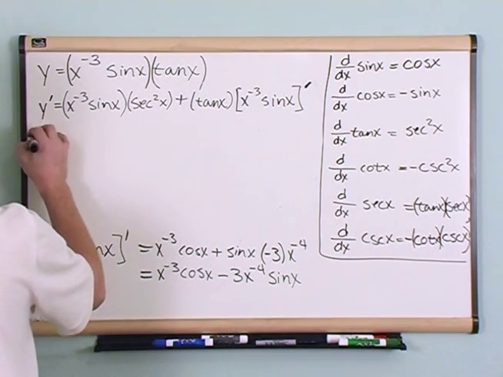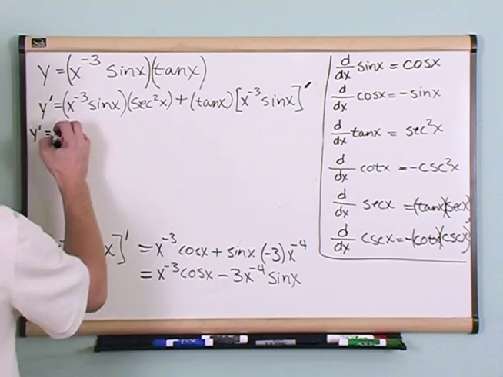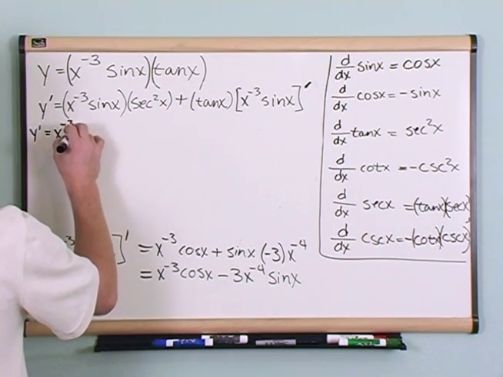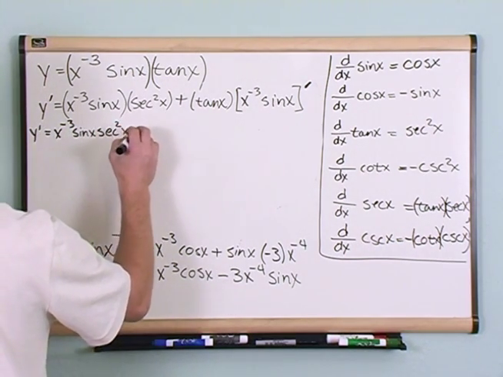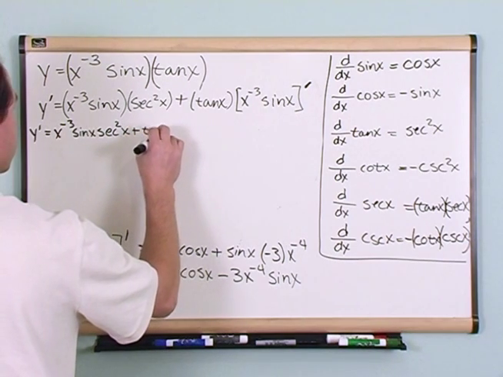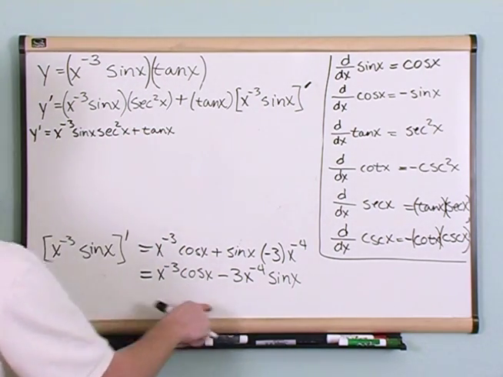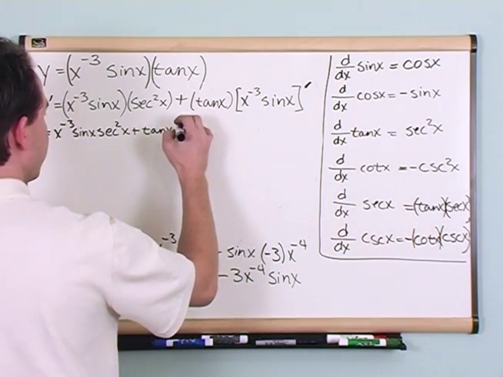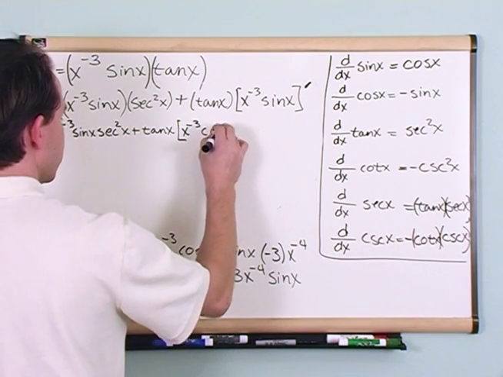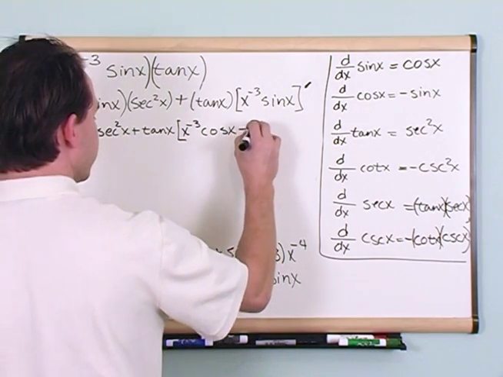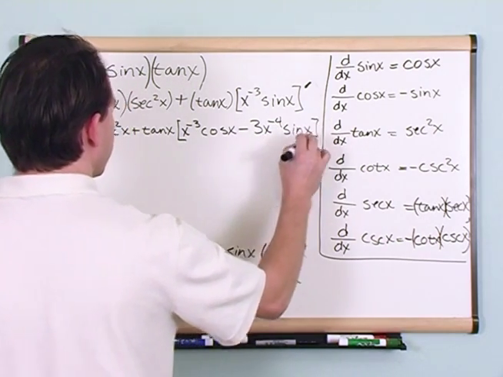So, to rewrite all this business again, what you'll have is x to the minus 3 times sine of x times secant squared of x plus tangent of x, and then you'll be multiplied by all this stuff here, which will be x to the minus 3 cosine of x minus 3x to the minus 4 sine of x. Okay?